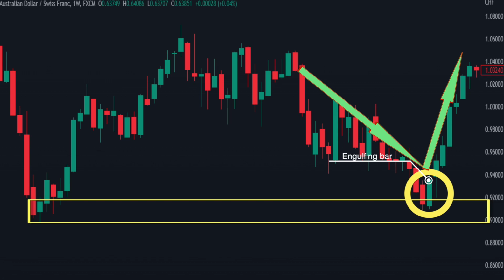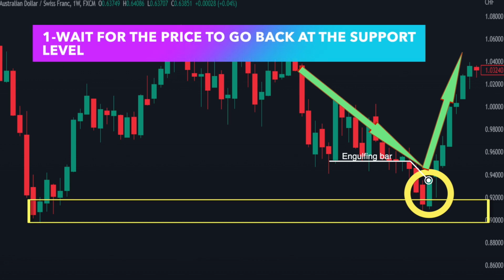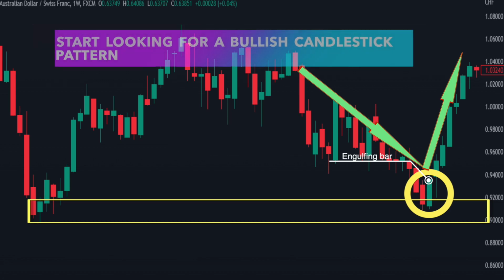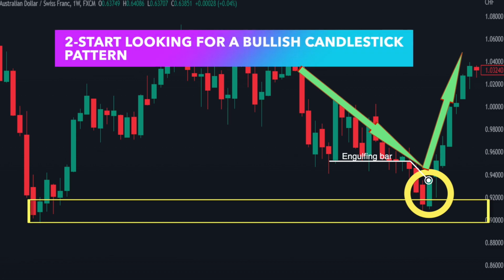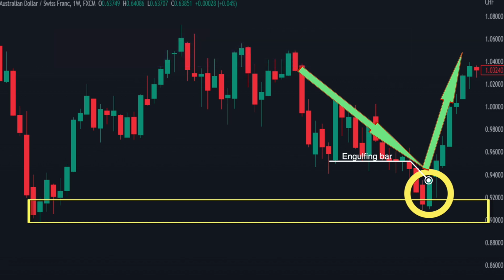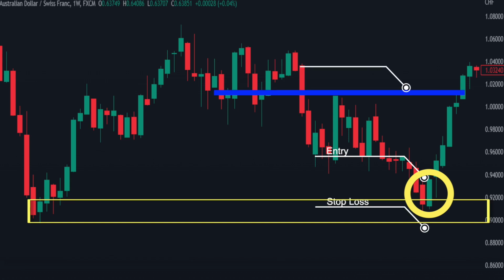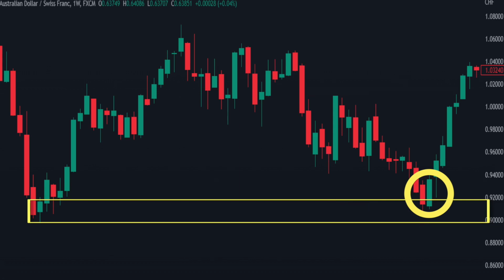So how do we trade this? First, wait for the price to go back at the support level. Once the price reaches the support, start looking for a bullish candlestick pattern. For this example, we have bullish engulfing. Then we will trade it accordingly. We will place the entry on the candle close of the engulfing bar. We put our stop loss at the lowest point of the support and set our profit 2 times higher than the stop loss. There you go, another successful trade.